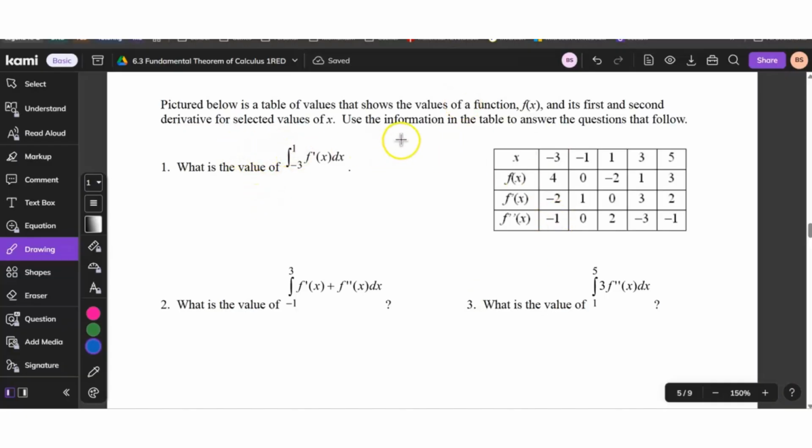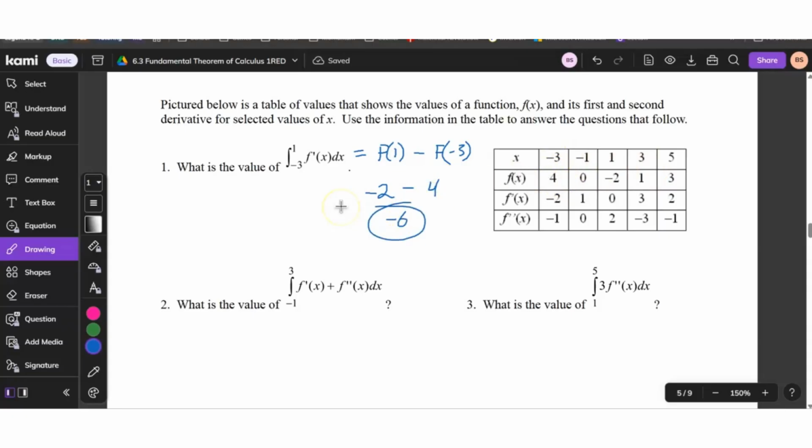Pictured below is a table of values. So, same as always, we end up going to the tables because then we understand it better, right? What is the value of the integral from 1 to negative 3 of f prime of x? Well, that's just going to be f of 1 minus f of negative 3, correct? Great. So if I'm starting at f prime, I'm going to go back to f. F of 1 is negative 2, and f of negative 3 is 4.